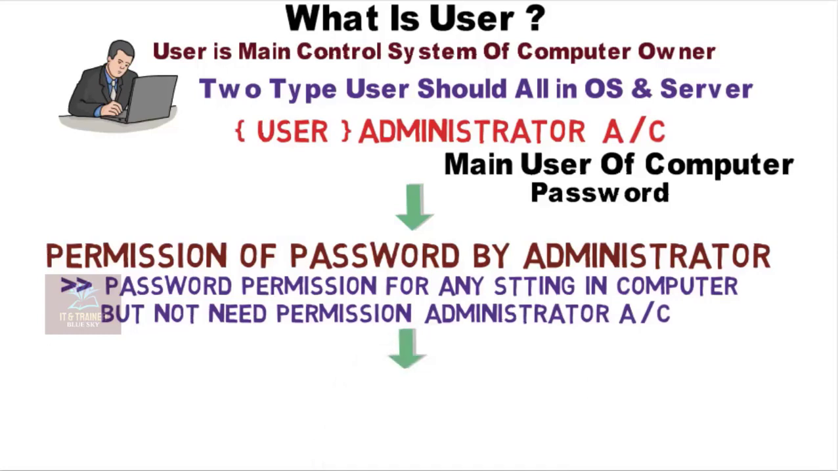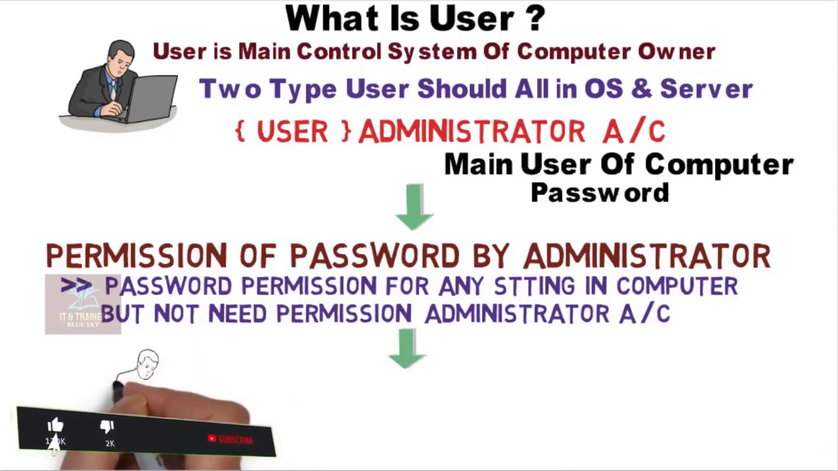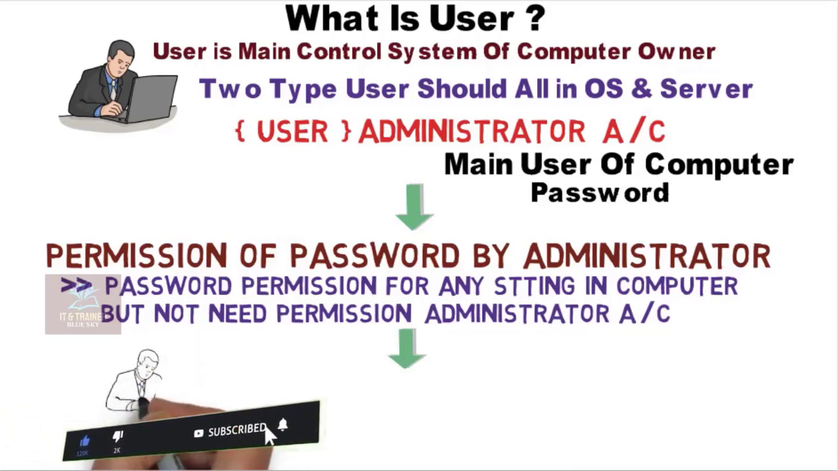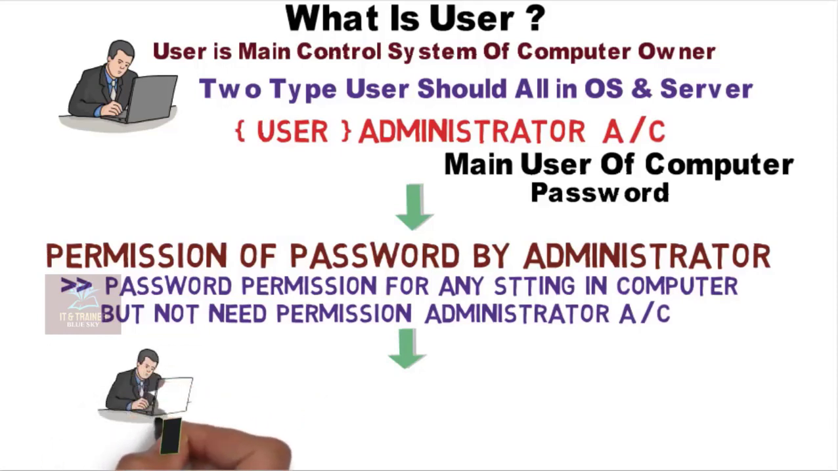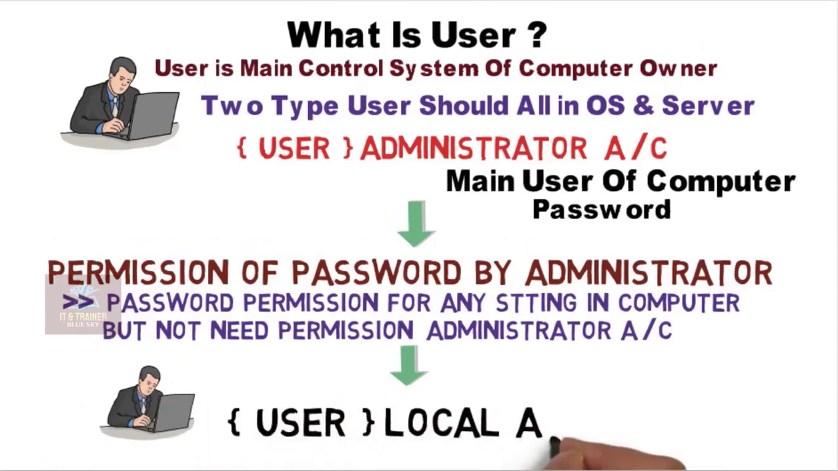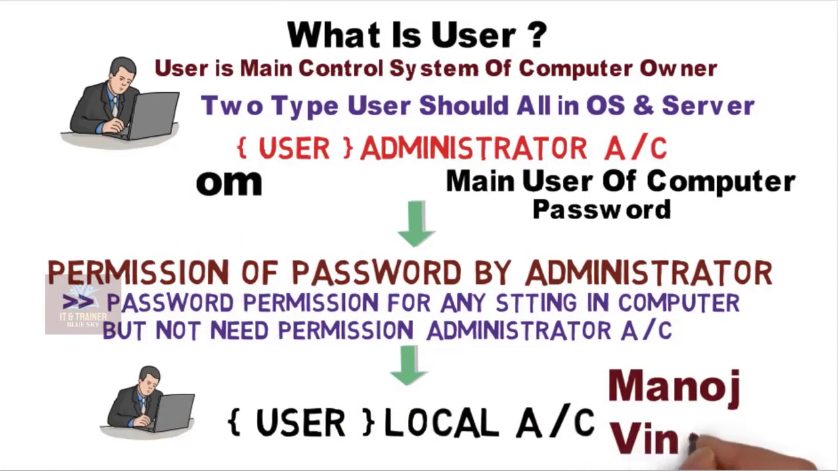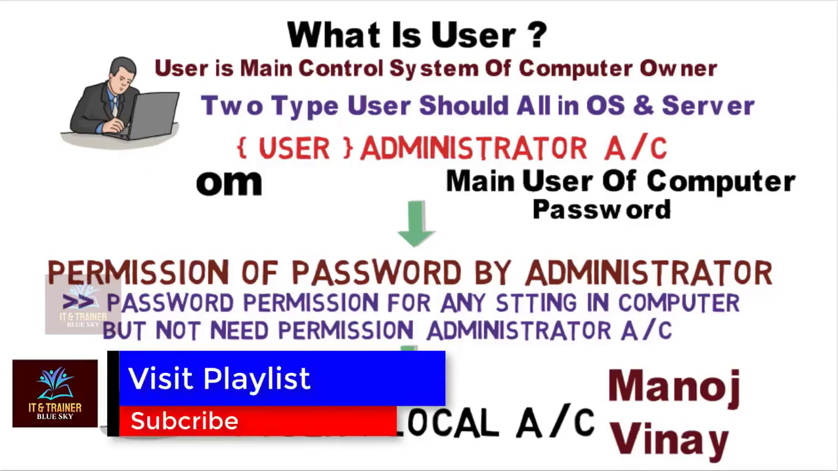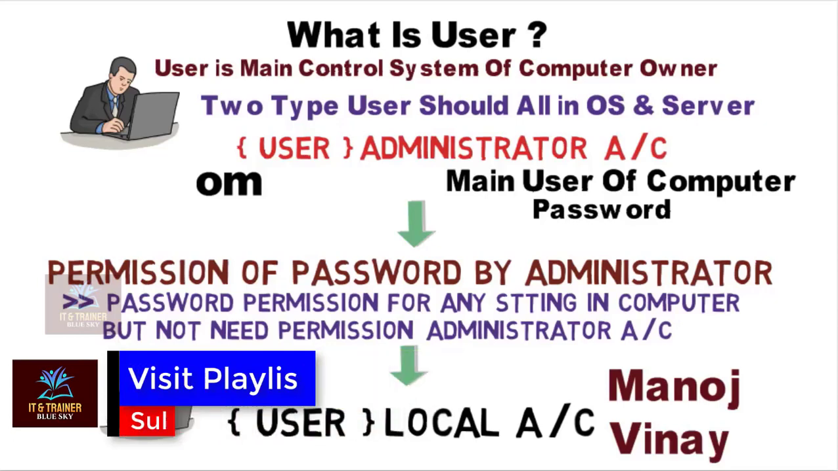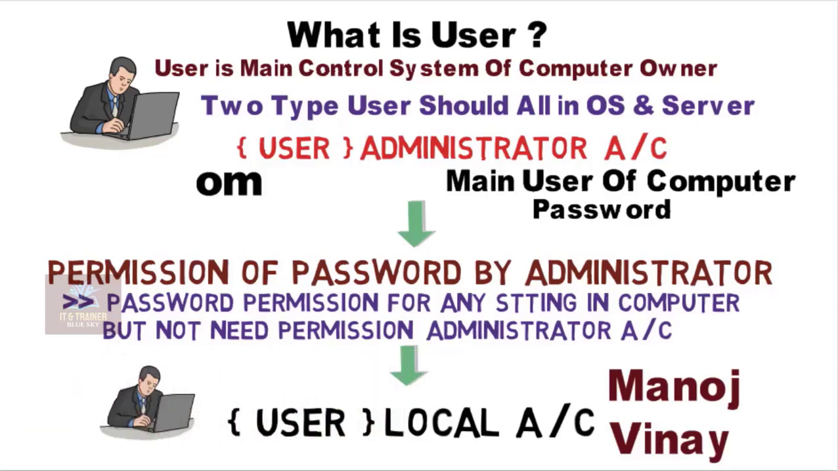So the second part is, I am again showing you how to use a local user. Say your friend is using a local user and tries to change something in the settings. A local user account cannot change it directly. OM is one type of my main administrator account, and Manoj Vinay is one type of local username, a local account. Manoj is the name of my user account, meaning the username, and Vinay is a local user.